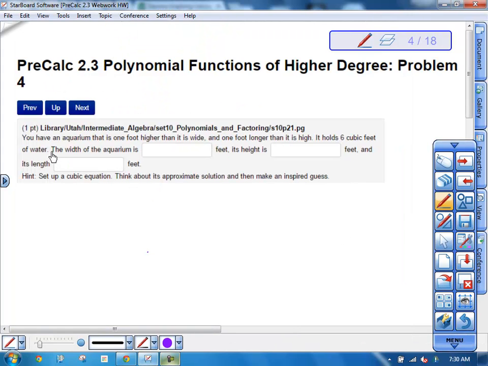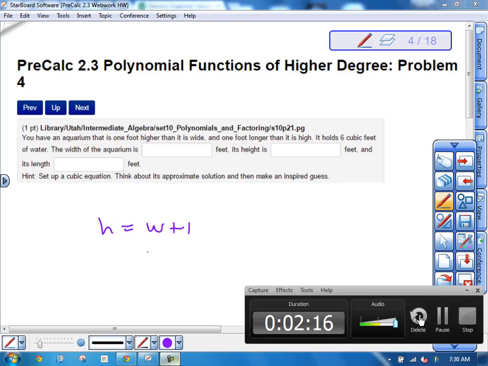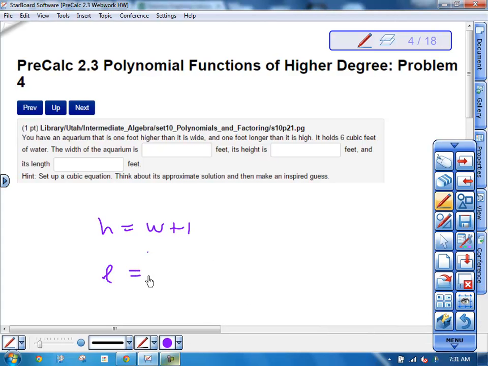All right, the next problem says you have an aquarium that is 1 foot higher than it is wide. That means the height is the width plus 1. And 1 foot longer than it is high. That means the length equals the height plus 1. That's 1 foot longer than it is high.